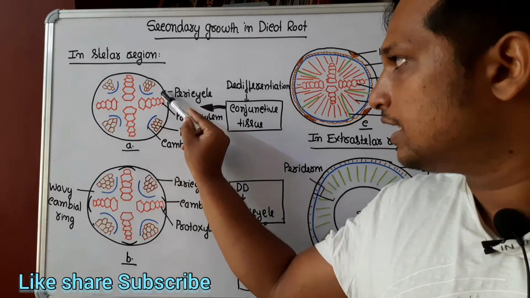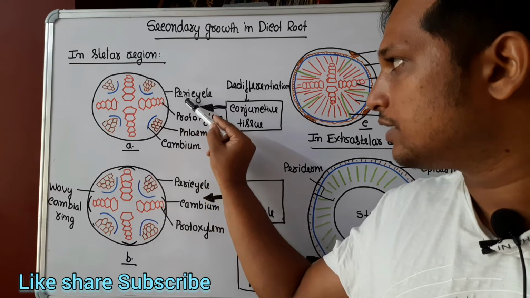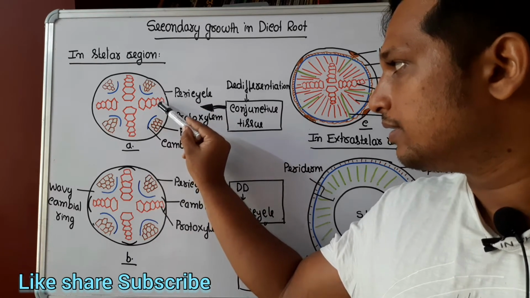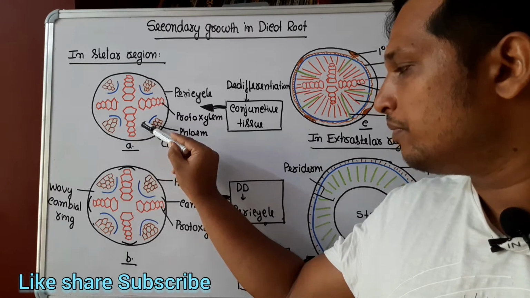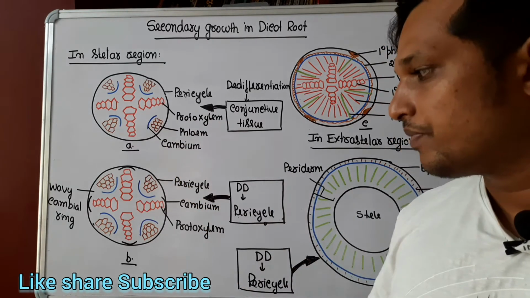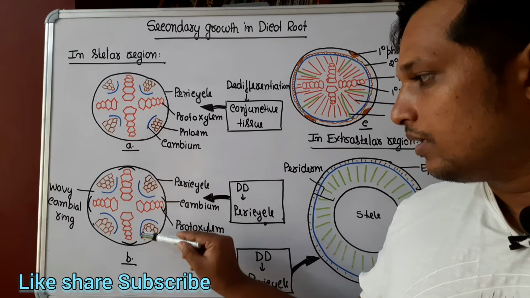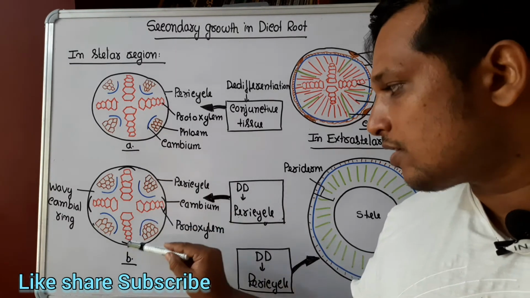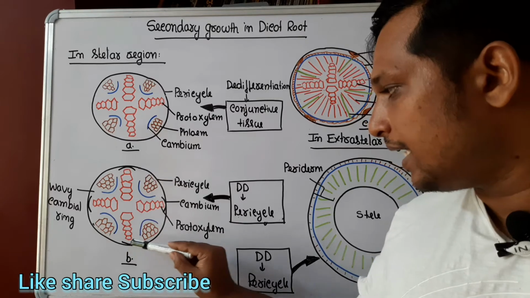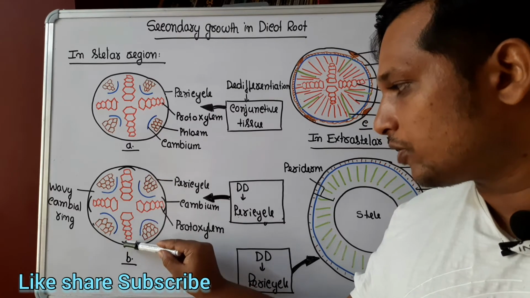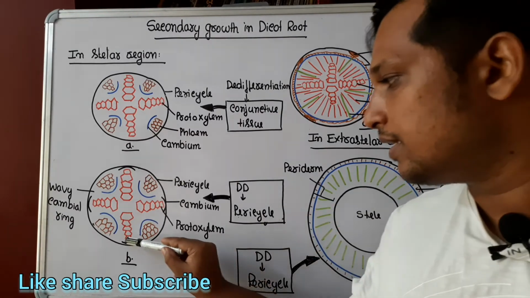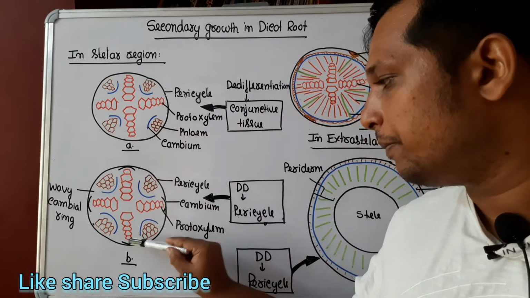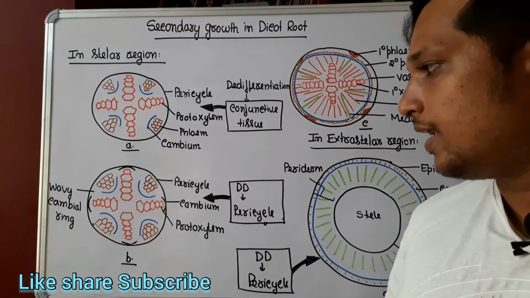Here it is shown: stele, the outermost part of the stele is pericycle, and this is xylem, phloem, and below phloem there is formation of cambium. Next step. Now cells of pericycle lying opposite to protoxylem, or above protoxylem, they will undergo dedifferentiation. They will also form one cambial strip right opposite to protoxylem.